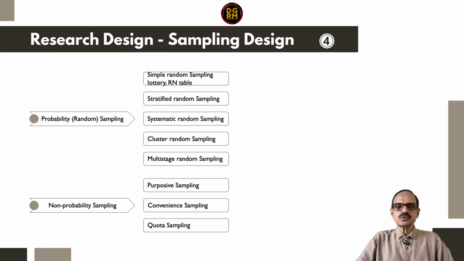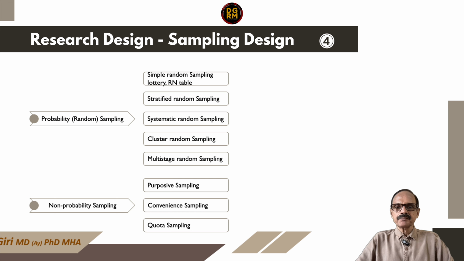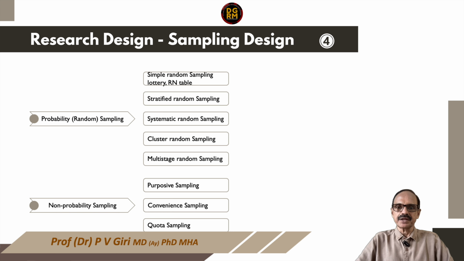Now we will move on to sampling design. There are two types of sampling techniques, that is probability sampling and non-probability sampling. If we are giving equal chances of selection to each and every item of the population, then it is random sampling or probability sampling. Otherwise, it is non-probability sampling or non-random sampling. There are different methods of probability sampling and non-probability sampling. Some of the items are listed here.